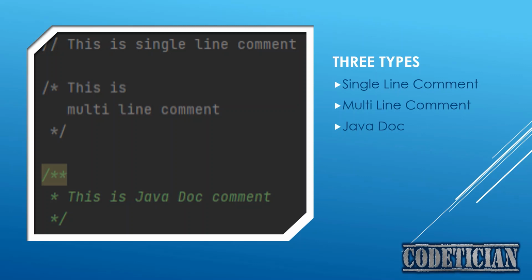The third type is Java docs. This is basically used for documentation of your classes, methods. So whatever the details are present, you can do that. So there's nothing much in the theory part. Let's go to the IntelliJ.